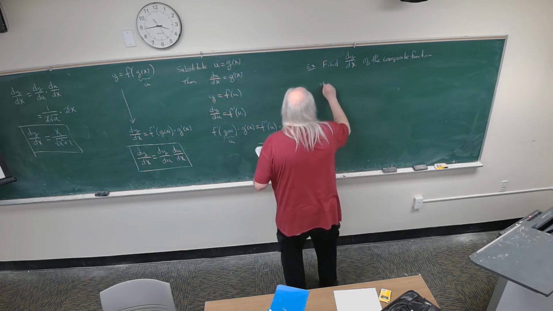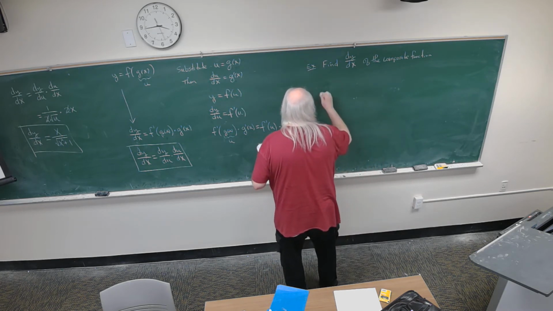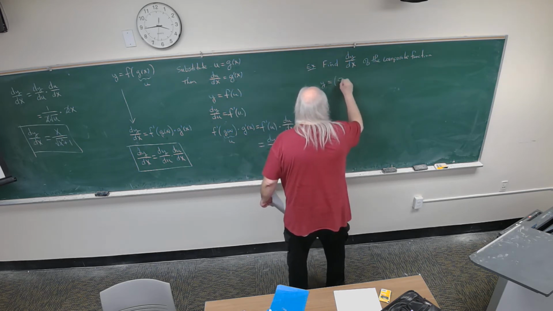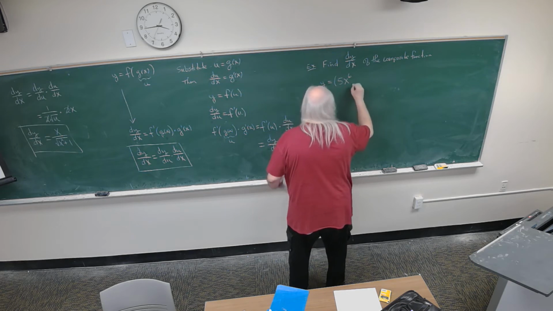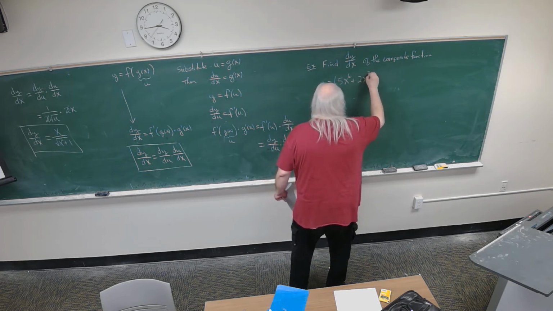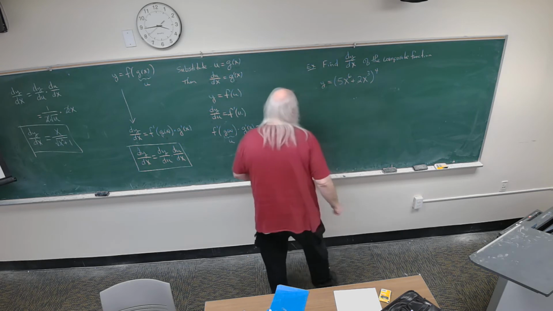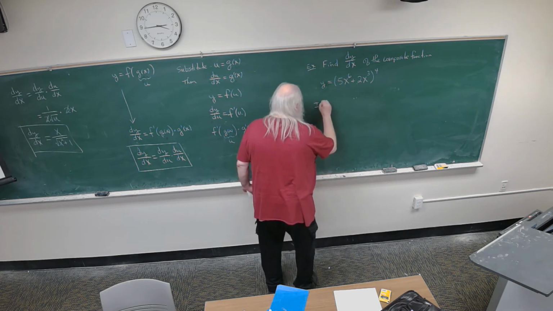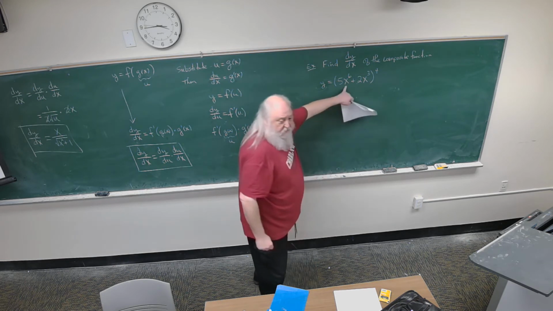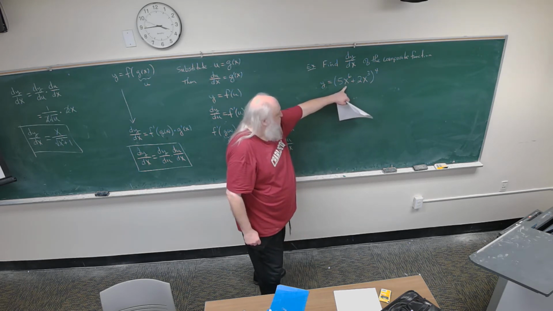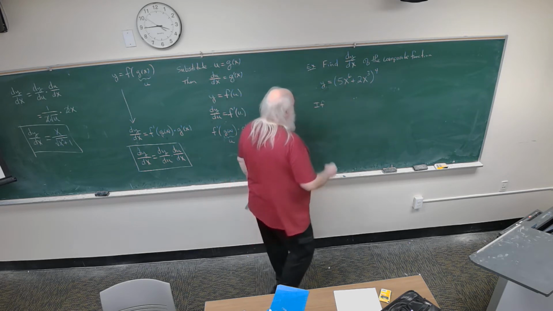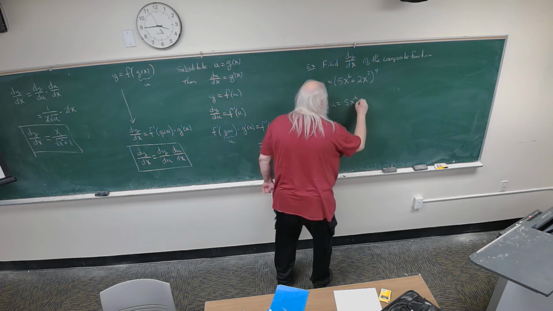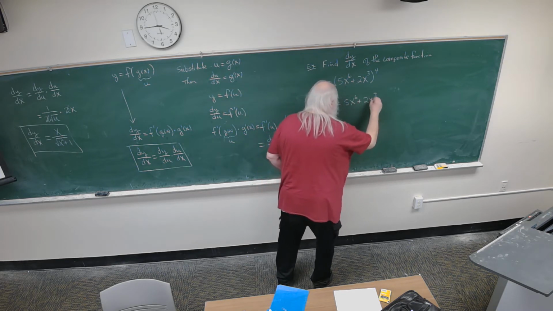We have y is equal to (5x to the 6 plus 2x cubed) to the 4th. Okay? So remember, u is equal to the inner function, right? And the inner function is 5x to the 6 plus 2x cubed. So u is equal to 5x to the 6 plus 2x cubed, right? That's the inner function.